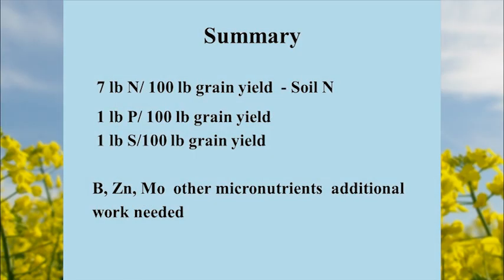This is our summary for brassica. Seven pounds of N is the N requirement. I like to see a pound of phosphorus for every 100 pounds of grain yield, a pound of sulfur for every 100 pounds of grain yield, and boron, zinc, molybdenum, other micronutrients. We just don't have enough information about that to make good recommendations.